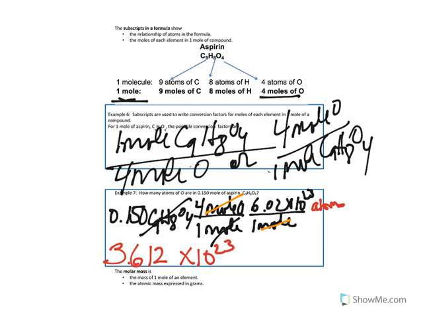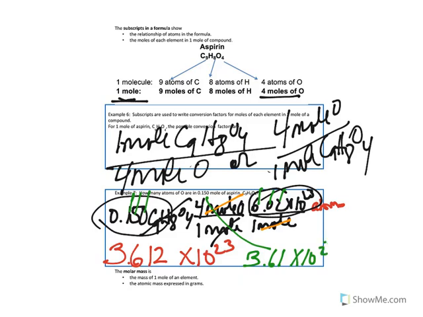Now, sig figs. We count this and we count this number. We do not count the sig figs in the 4 moles of oxygen to 1 mole of aspirin because this is an exact number, a counting number. So we have how many sig figs in this first number? We have 1, 2, 3. In the second number, we have 1, 2, 3. We should have 3 in our answer. So if we're going to round this, we would say 3.61 times 10 to the 23rd.